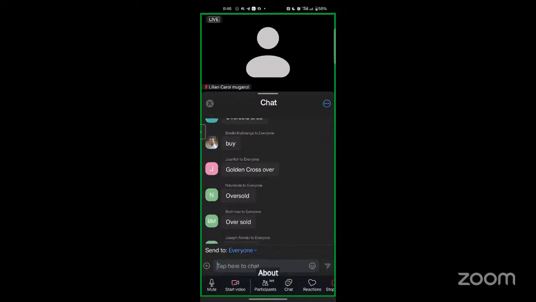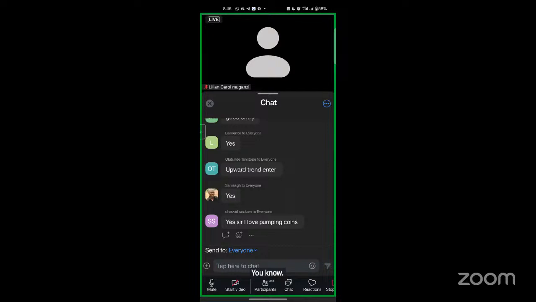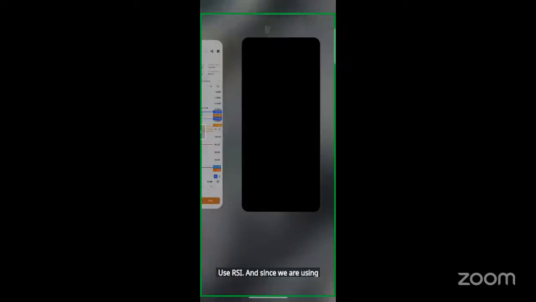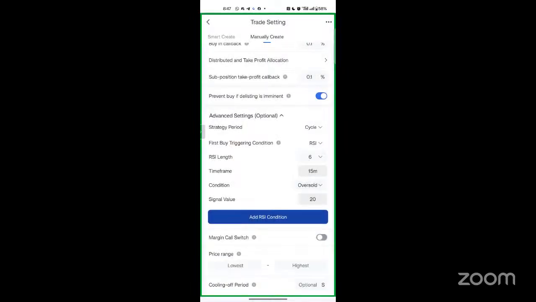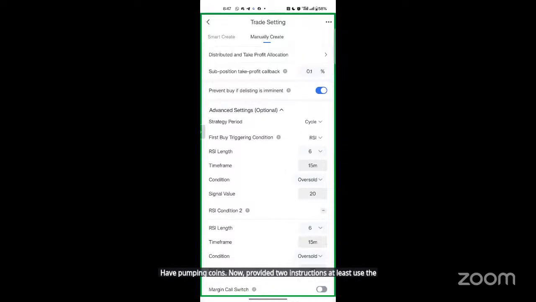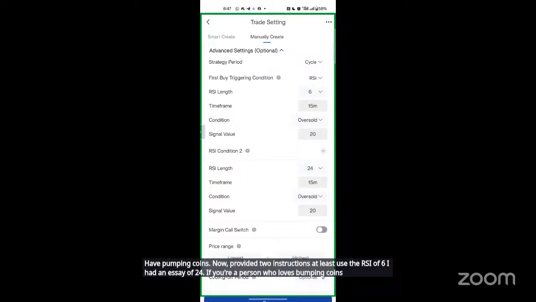About golden cross on RSI. So if you are a person who trades pumping coins, use RSI. Since we are using 15 minutes, just come to Royal Q if you don't know how to analyze. Change this to RSI for pumping coins. Now, provide two instructions: use the RSI of 6 and RSI of 24. If you love pumping coins, 15 minutes in the oversold area, use it, because you want to reduce your risk.